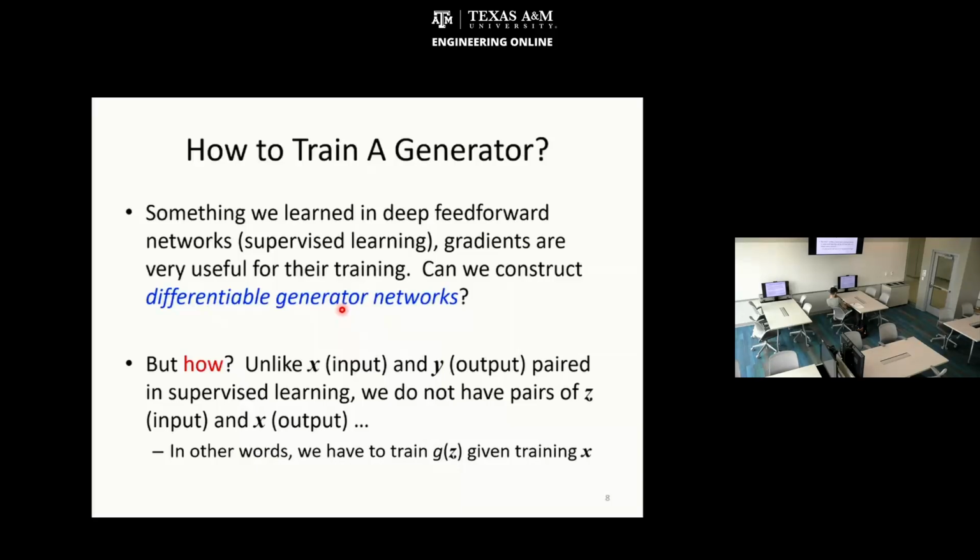And one difficulty that we haven't thought of: it seems straightforward. Well, let's just train this generator network then. But the thing that is missing, if you think about optimization, is we don't have the loss function. In supervised learning, you have the paired x and y, but now you don't have the paired z and x. You don't have that, right? So how do you do that?